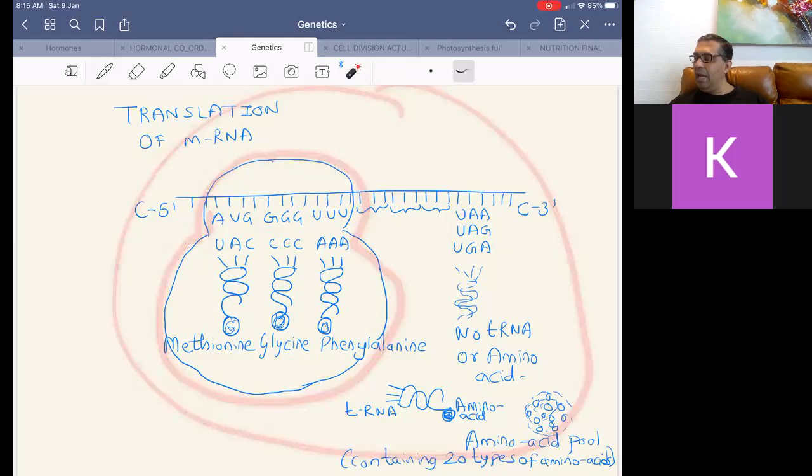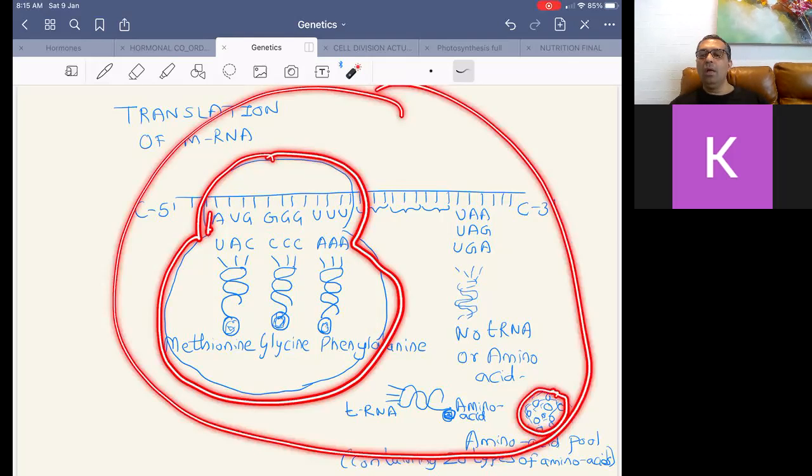बीटा सेल में है अमाइनो एसिड पूल consisting of 20 types of amino acid. Suppose start codon is AUG. Then tRNA will bring which amino acid? Methionine. Next sequence is GGG. Then tRNA will bring which amino acid? We have just done that.